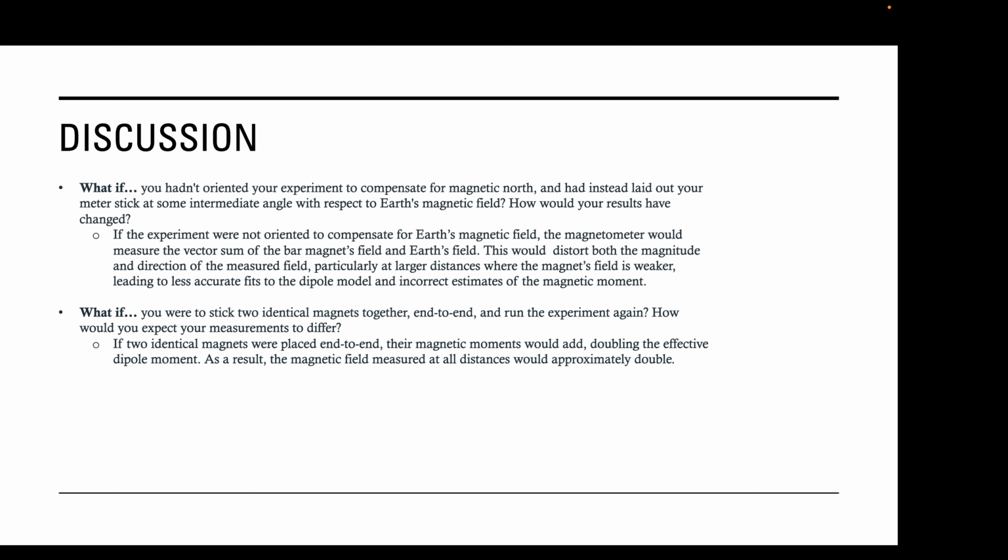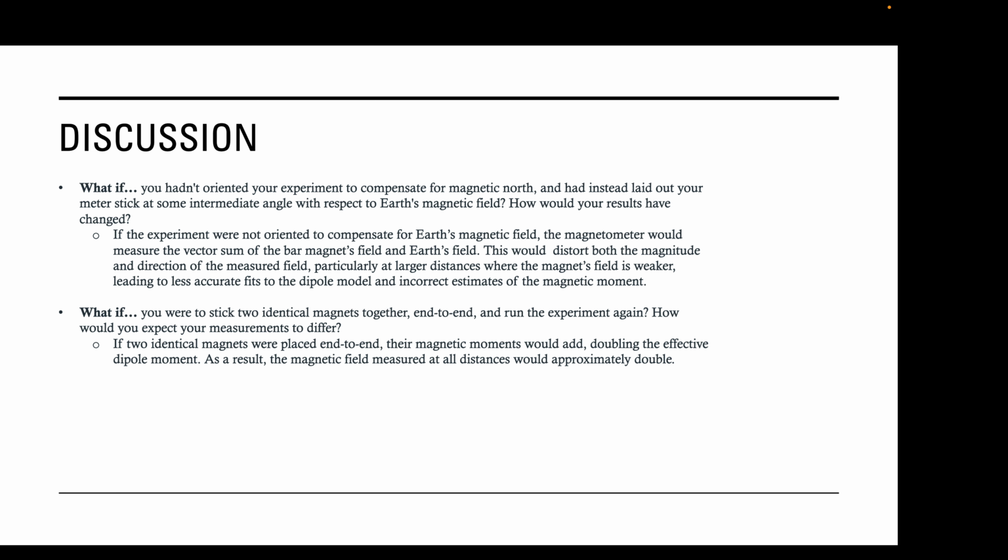What if you hadn't oriented your experiment to compensate for magnetic north and had instead laid out your meter stick at some intermediate angle with respect to Earth's magnetic field? How would your results have changed? If the experiment were not oriented to compensate for Earth's magnetic field, the magnetometer would measure the vector sum of the bar magnet's field and Earth's field. This would distort both the magnitude and direction of the measured field, particularly at larger distances where the magnet's field is weaker, leading to less accurate fits to the dipole model and incorrect estimates of the magnetic moment.